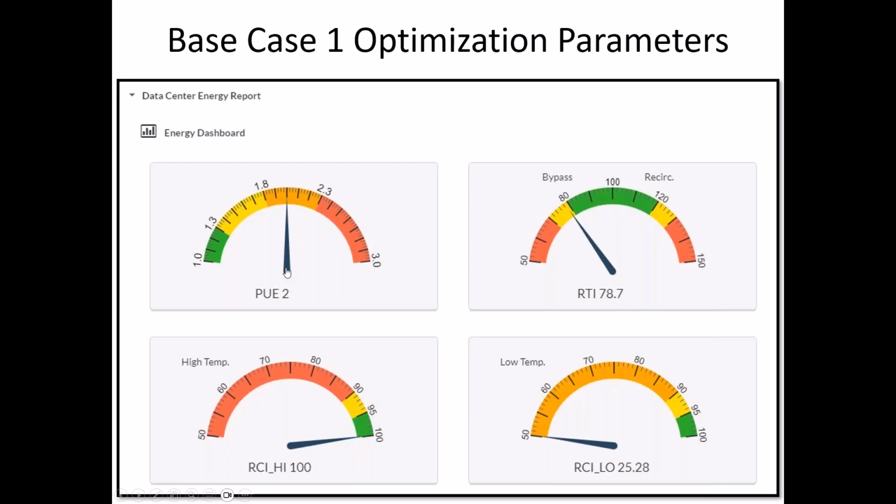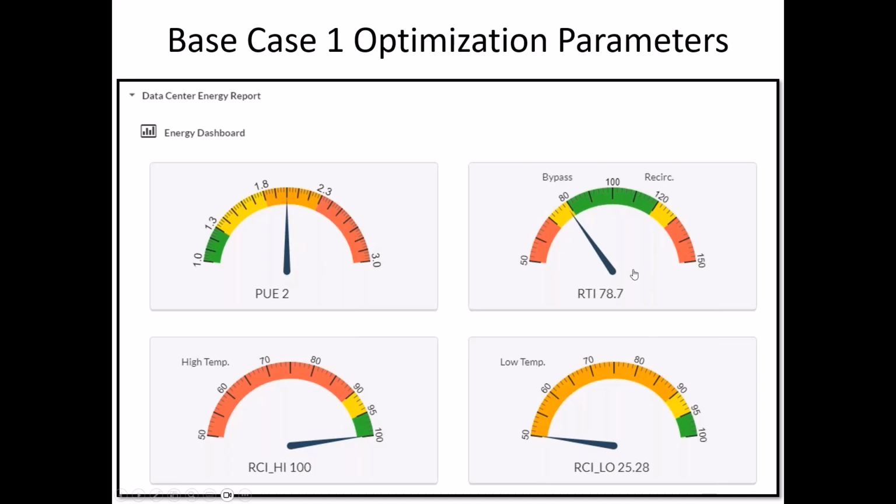So PUE is 2. I told you, Magnus, I'd detune this data center to make it look not so good. So PUE 2 implies that for every kilowatt we're putting in that data center, there's another kilowatt required to get it back out. Yeah. And you and I have seen data centers like this. We've seen them worse than this, where we're actually spending more money on cooling than we are on IT.